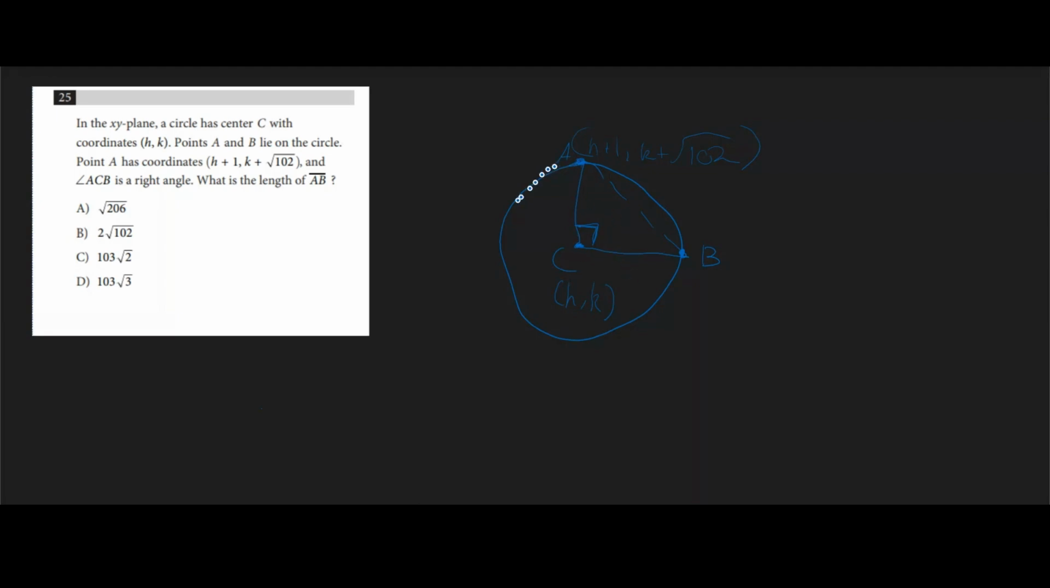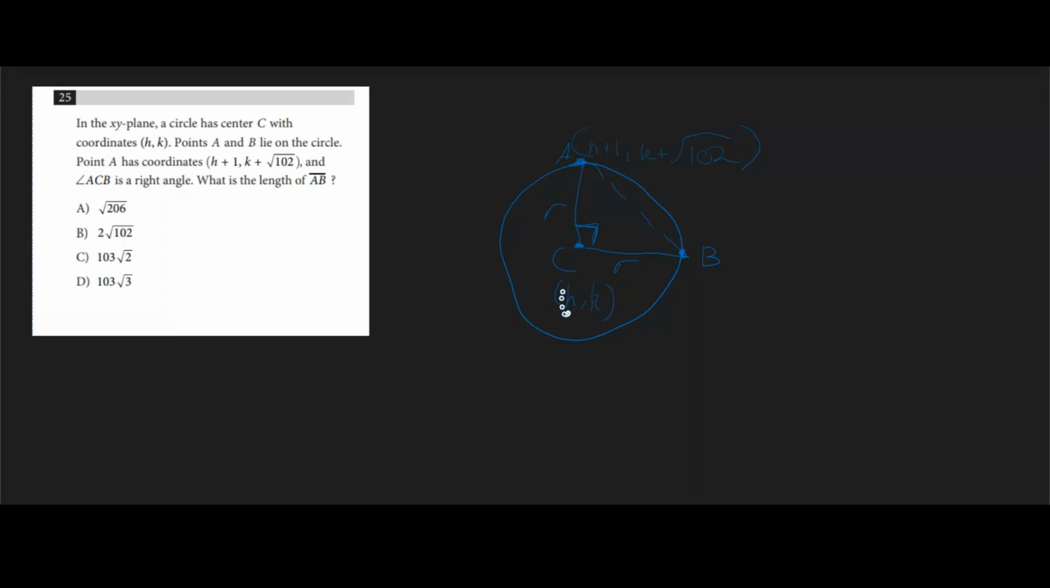Also, given that this is a circle, we know that any line from the center of the circle to the circumference, or the edge of the circle, is a radius. So the line CB is a radius, and similarly, the line AC is also a radius. If we're able to figure out the length of one leg, we can find automatically the length of the other leg because they are the same. Now let's figure out what r actually is.